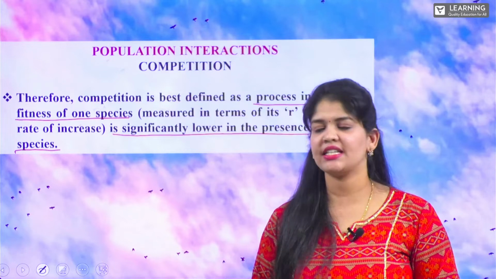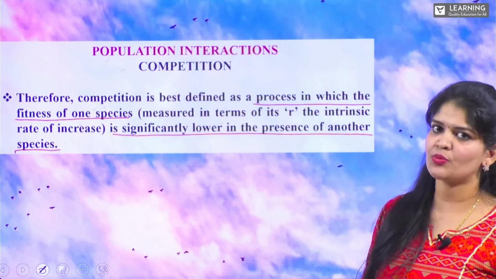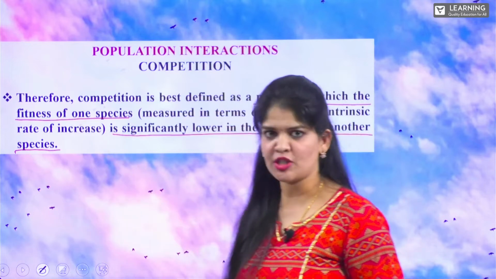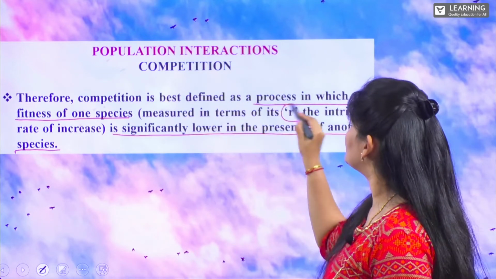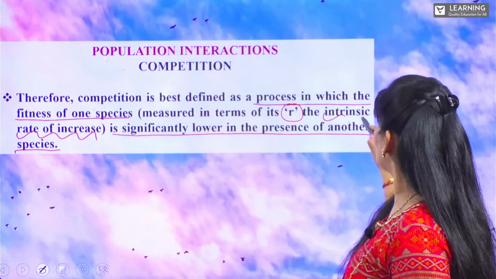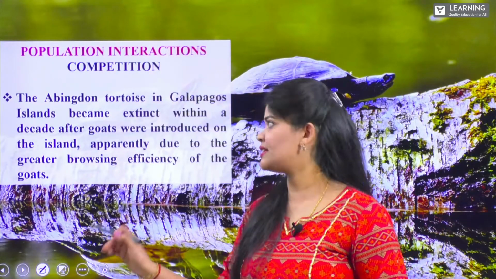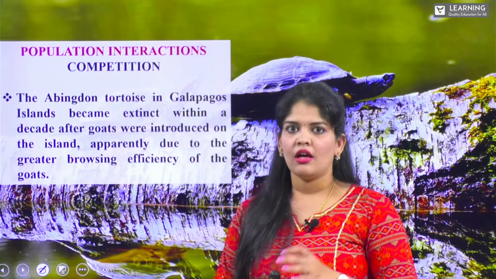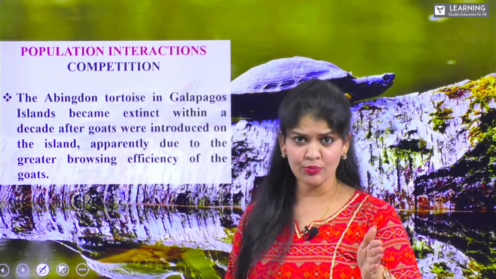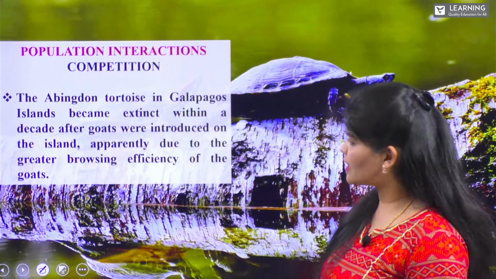Therefore, we can define it as: if the fitness of one species is significantly lowered by the presence of another species, then that type of interaction is called competition. Fitness of the species is measured in terms of r. We know that r is the intrinsic rate of increase, right? Now, another example of interference competition: the feeding efficiency of one species has been interfered with or inhibited by the presence of another species. And the example is here.